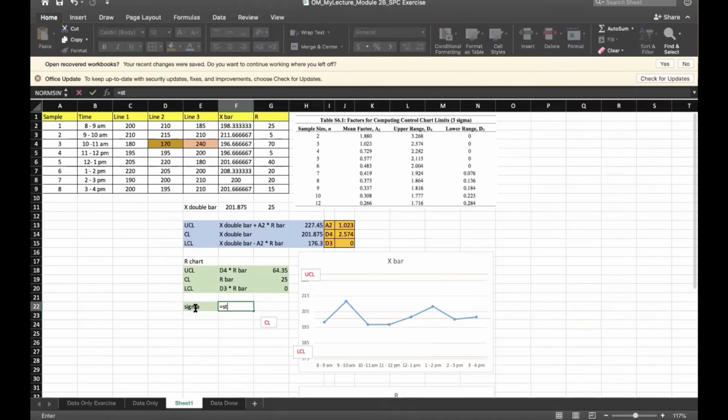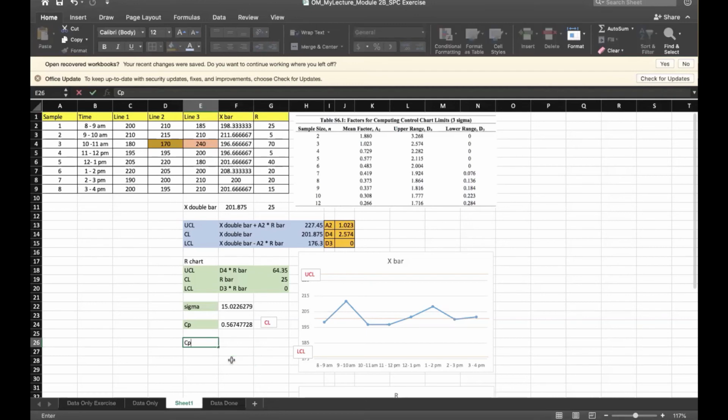So sigma equals STDEV of all samples, and I found sigma is 15.02. So what do we have to do? Cp equals the upper specification, which is right here, minus the lower specification, divided by 6 times sigma. Don't forget to use parentheses, otherwise your calculation will be messed up. And the sigma is right here. So we see the Cp is 0.5674. So it's not a capable process, we can tell.